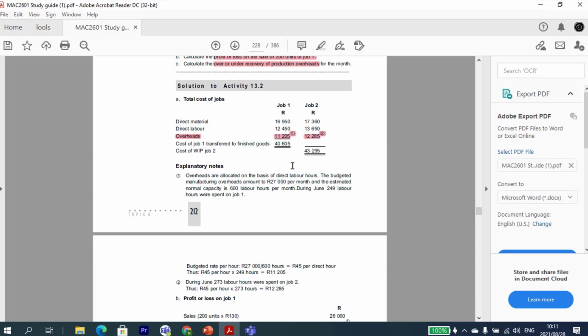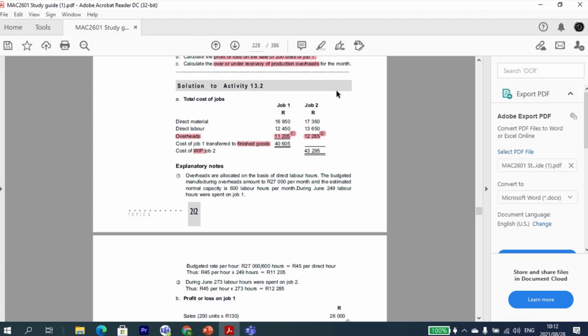Yes, sorry, and then you get your total costs. For job 1, it will go to your finished goods, and then for job 2, it will go to your work in progress. So you were able to do that. So congrats on that one.